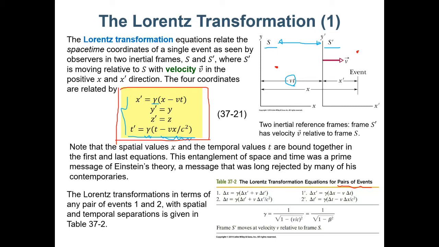So with the two reference frames, they may measure x1, x2, and x1 prime, x2 prime for the different reference frames, and we can also measure t1, t2, t1 prime, t2 prime for the two reference frames. So if you only need to know the difference, which means the distance between the two events and the time difference for the two events, you have delta x, delta t for the reference frame S, and delta x prime, delta t prime for the S prime reference frame. So the conversion between them should look like this.